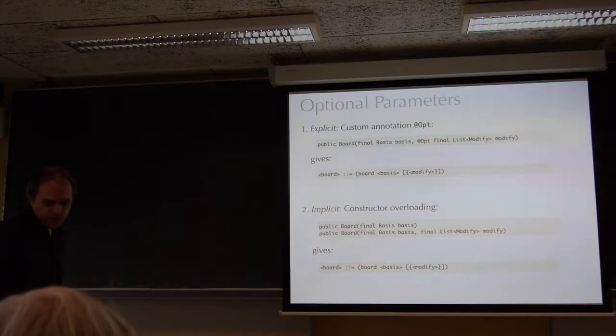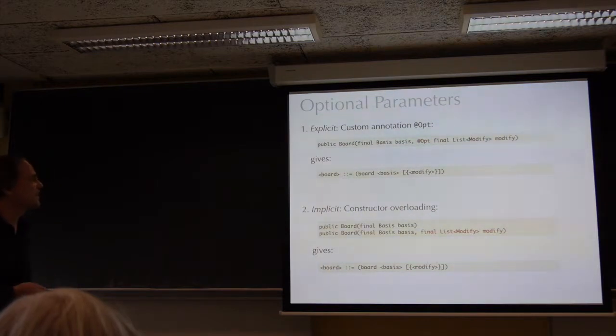For the mechanism for creating optional parameters, there are two mechanisms. We can explicitly annotate each parameter in the code as optional, so this will create an optional parameter. Or implicitly, if we have overloaded constructors in which parameters can be removed unambiguously, the system will also make that an optional parameter in the grammar.